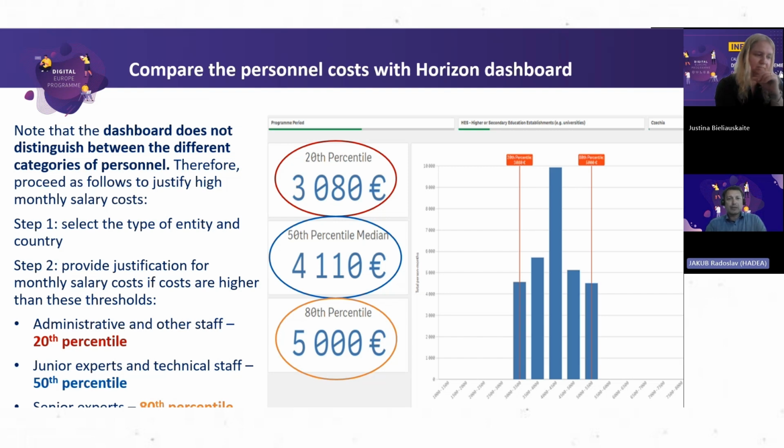So in this case, if you have a senior expert working on the project whose salary is substantially higher than 5,000 euro, please try to justify this cost. Of course, the project is implemented over 48 months, so you need to take into account in your estimations inflation or development of salaries in your organization. So this could be higher, but please don't forget: if it is substantially higher than these percentiles, so for administrative and other staff, higher than the 20th percentile, for junior experts and technical staff, higher than the 50th percentile, or for senior experts, higher than the 80th percentile, please justify this cost in the detailed budget table, and we will see later on how. We can move to the next slide.